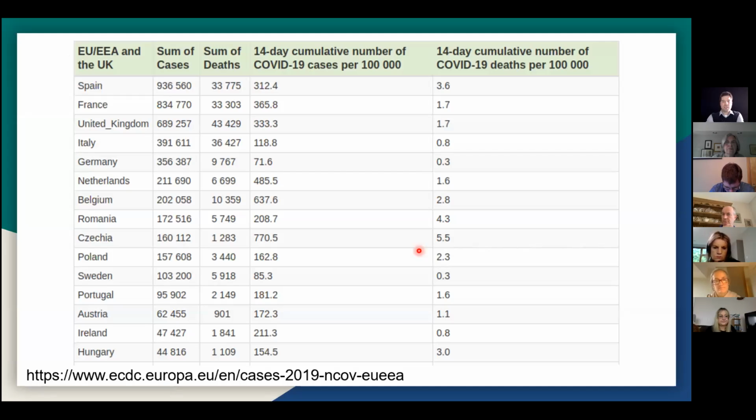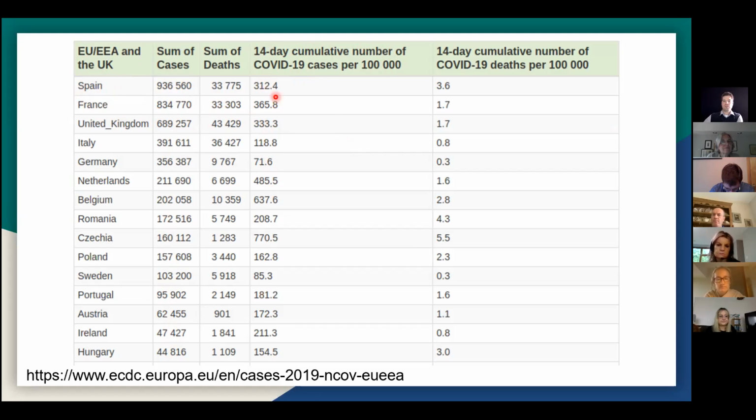But if you put this in perspective to the European landscape, and here this is the data that's been updated daily by the ECDC, that's the European Center for Disease Control and Prevention. That's also the basis on which the Irish government decides to put countries on the green list or off the green list. So right now there's not a single country on it, but this will be the number that they're going to consider, which is the 14-day cumulative number of COVID cases per 100,000. So here it's ranked according to the sum of cases.